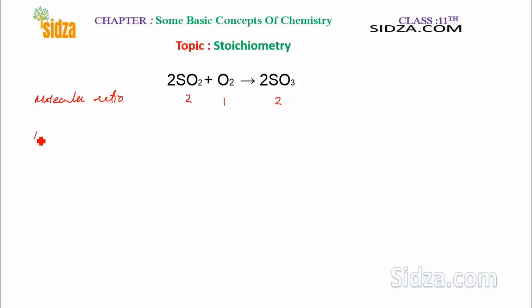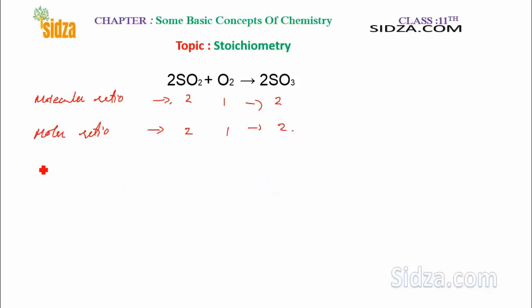So I can also write down the molar ratio here. The molar ratio for the equation is 2 moles of sulphur dioxide. Here it is molecules and here it is moles, right? 2 moles of sulphur dioxide react with 1 mole of oxygen and you get 2 moles of sulphur trioxide.